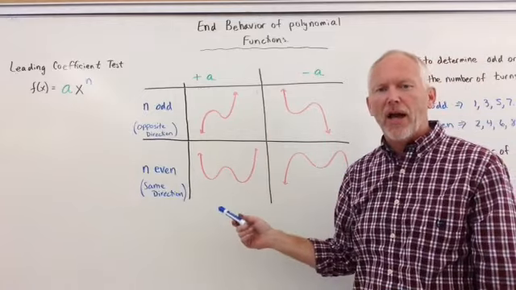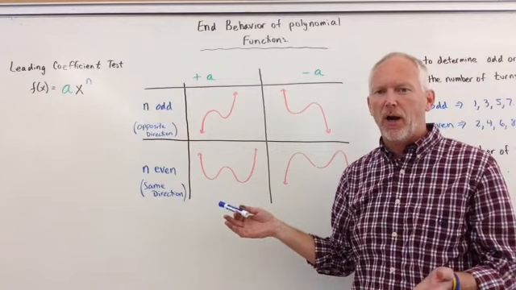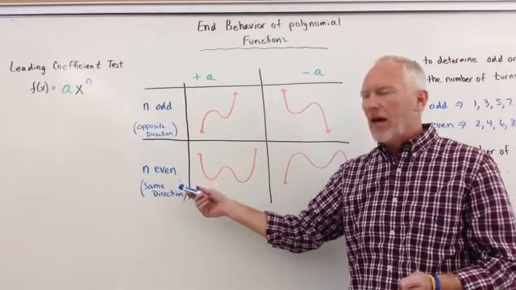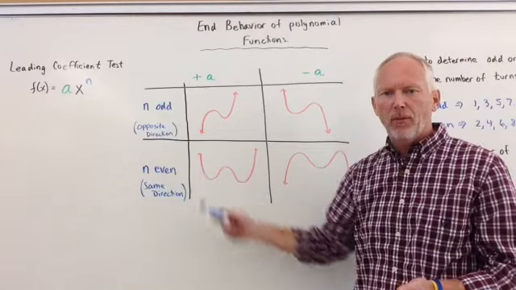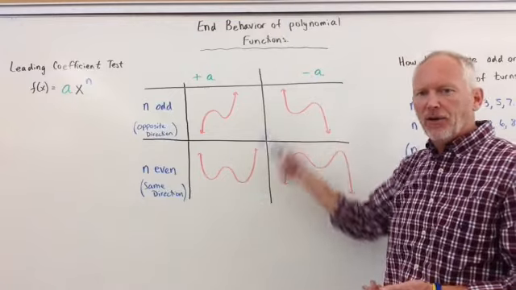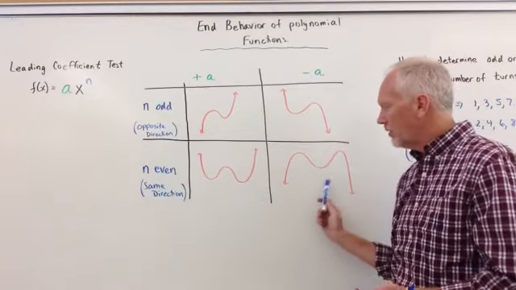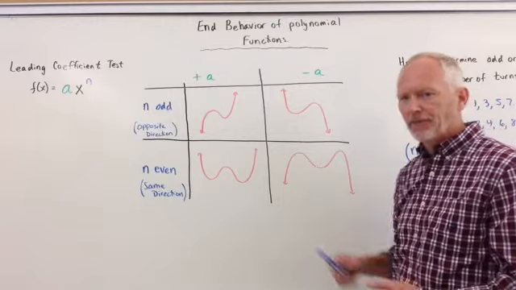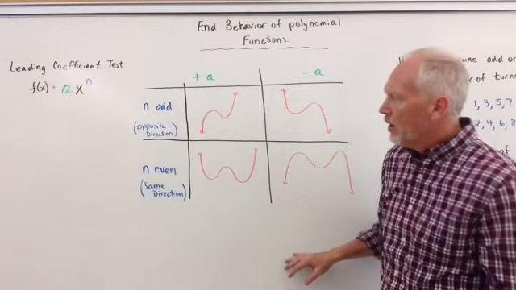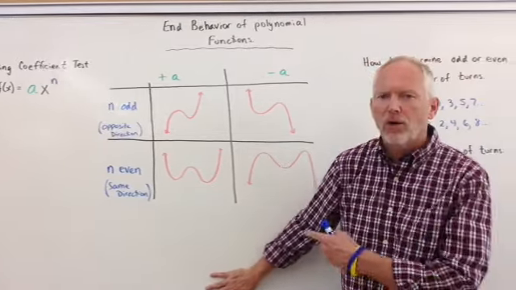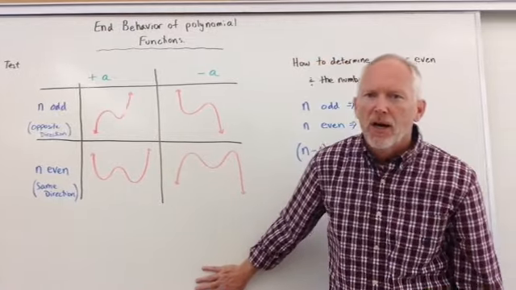Just think of your classic parabola, y equals x squared. It's an even, and what happens? They both go up, right? When it's negative, the parabola points down. So we get this down feature. Same way here. All right, so this is kind of a little chart to show you that information.